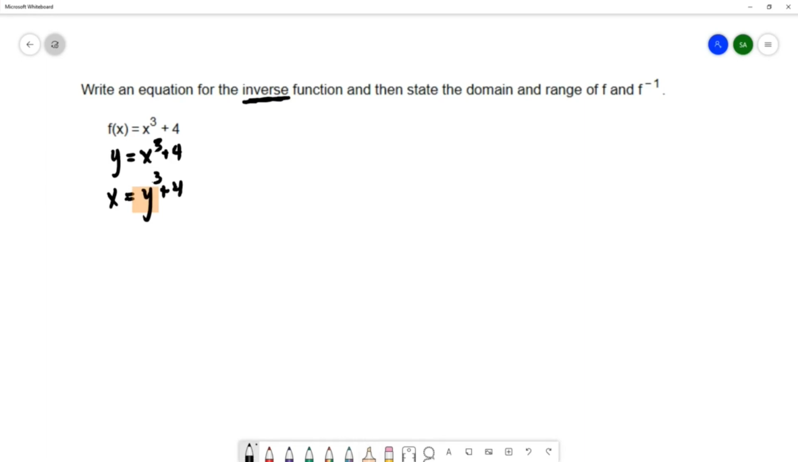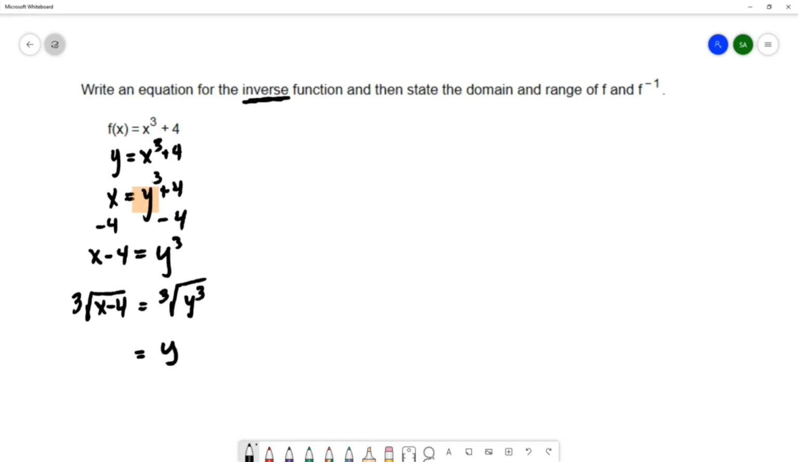To isolate the y, I'll subtract 4 on both sides. And I need to get rid of that cube, and the opposite of cubing is cube rooting. So I'm going to cube root the left and cube root the right. The cube root and the cube cancel each other out, giving me y. And then on the left, I have my inverse function, cube root of x minus 4. So we can label that as f inverse. F inverse is the cube root of x minus 4.